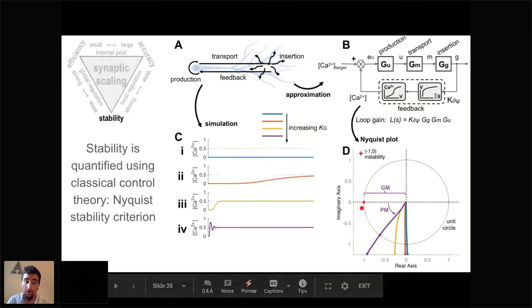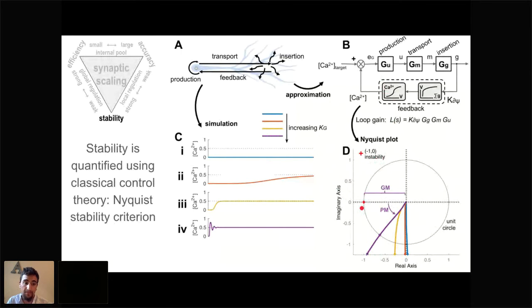They're becoming more unstable. So instability can be defined as a system's proximity to -1 on the Nyquist plot. There's a couple ways of measuring this. There's gain margin, which I've labeled as GM here, which is essentially the horizontal distance to -1. There's also phase margin, labeled as PM here, which is the angle of rotation to -1.